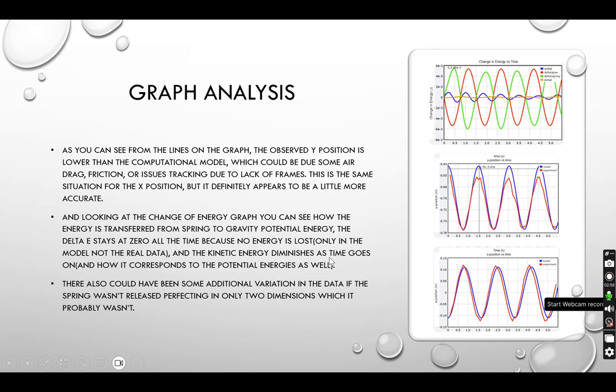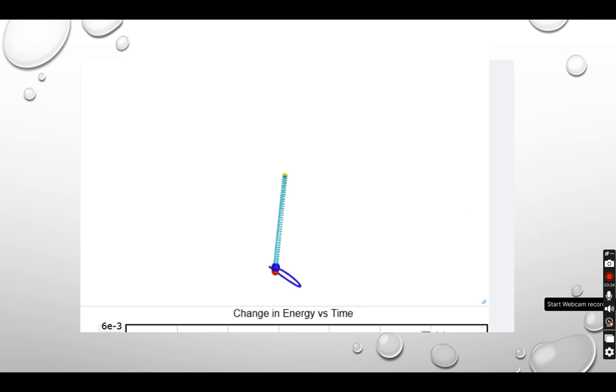And looking at the change of energy graph, you can see how the energy is transferred from spring to gravity potential energy. The delta E stays relatively equal to 0. It moves a little bit, and the kinetic energy diminishes as time goes on, and it corresponds to the energy exchange between the kinetic and potential as well. There also could have been some additional variation in the data if the spring wasn't released perfectly in only two directions, which it probably wasn't.